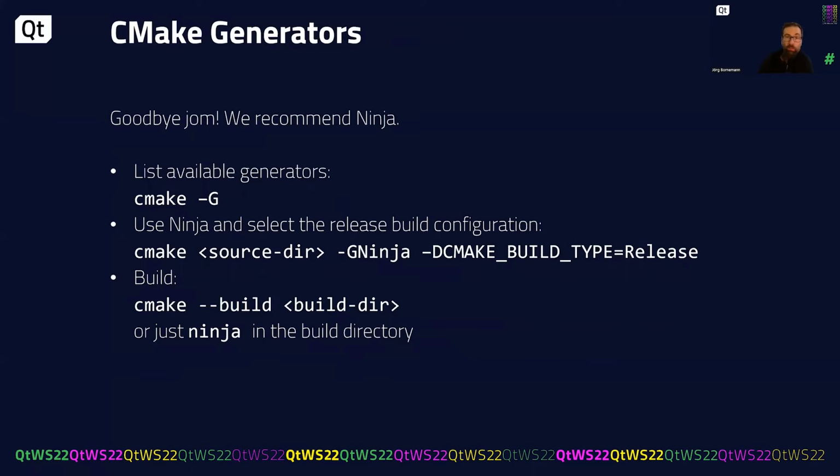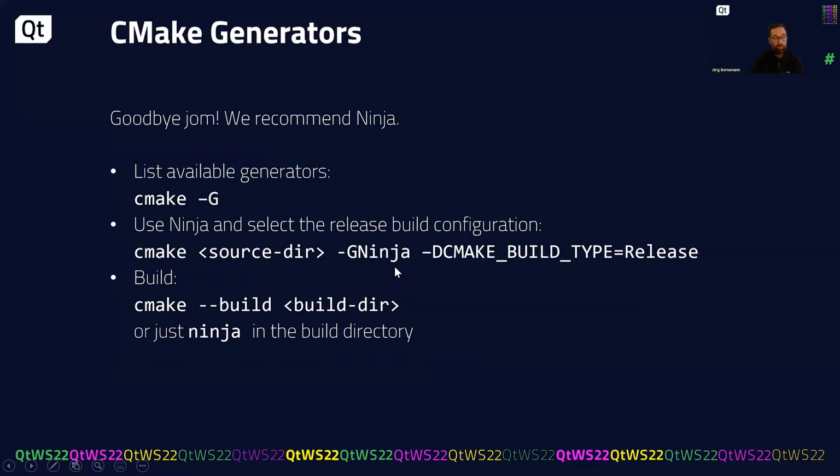Like QMake, CMake is a build system generator. It takes a high-level description of your project and turns it into makefiles, for example, or Ninja build files. On Windows, we don't need JOM anymore. We highly recommend using Ninja. Ninja is fast, reliable, and cross-platform. You can list all the available generators by typing cmake -G on the command line.